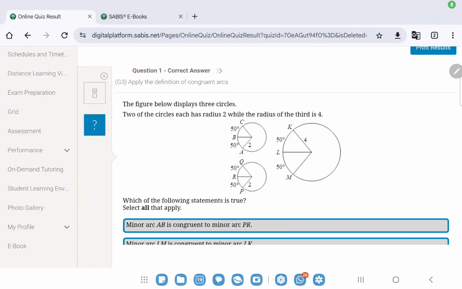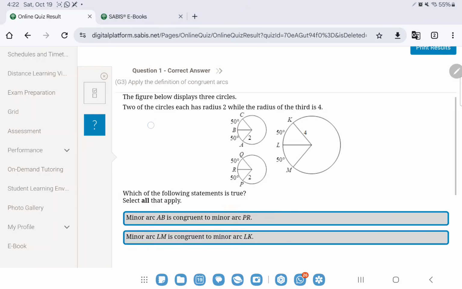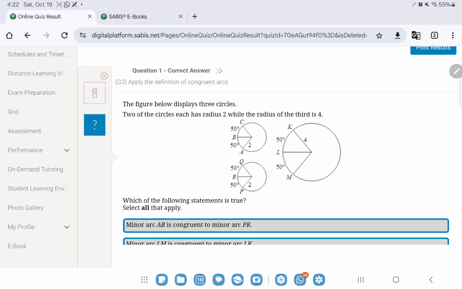Everyone, so today I'm going to be solving the chapter 1.1 geometry periodic quiz or course practice. So they give you 3 circles and 2 of these circles have a radius of 2 while the third has a radius of 4. We need to know the rules for major and minor arcs and for central angles for this quiz. It's really easy though. So let's read our options.